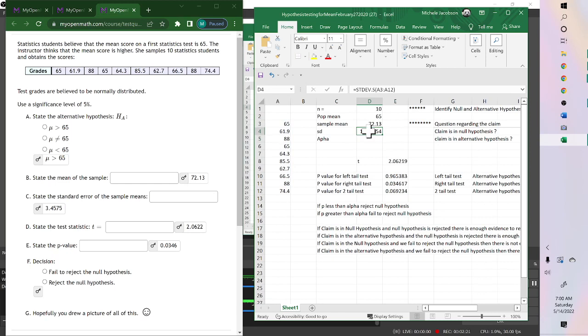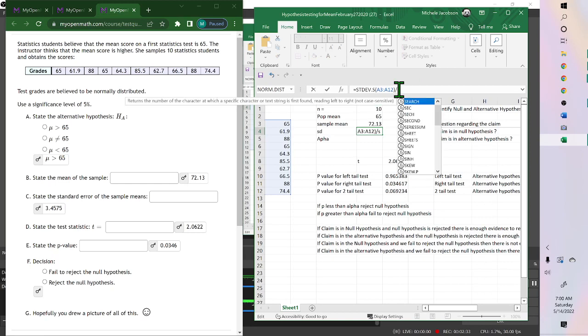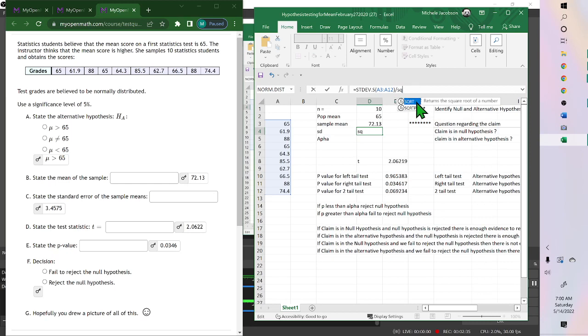But we wanted the standard error. So to find the standard error, you divide by the square root, so we could type square root. Notice it came up. Double click it, and we want n, which was 10. So that's your standard deviation of sample means, or standard error. And then alpha was 0.05.